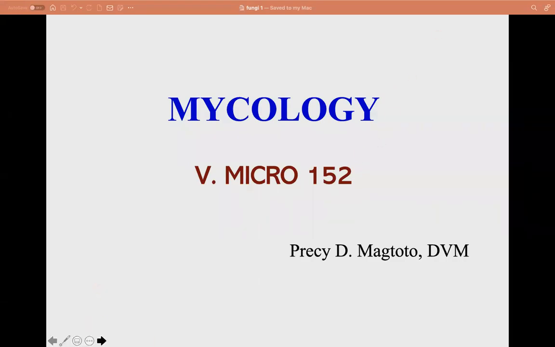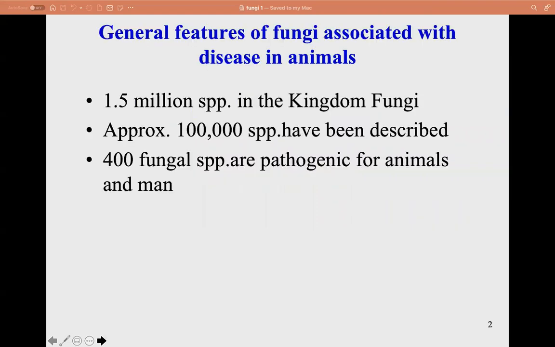So good day, everyone. Again, we will have another topic, and this will be the last part of our course subject, which is all about fungi. And this is the mycology part. Mycology, of course, deals with the study of fungi, which includes multicellular and unicellular fungi, the molds and yeast. So we will discuss what are the general features of fungi associated with disease in animals.